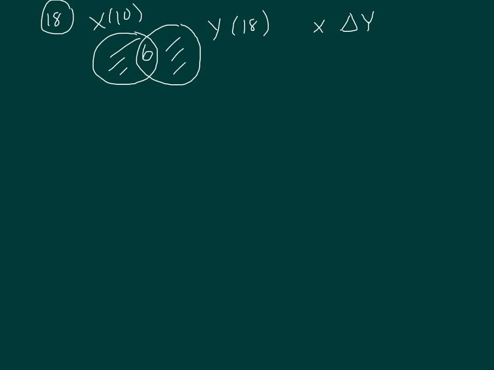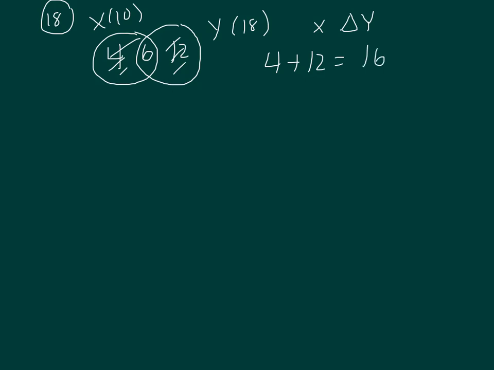Well, if set X has 10 integers and there's 6 in the middle, that means this has got to be a 4. And if set Y has 18 integers and there's 6 in the middle, that means this has got to be 12. So that area we're trying to find would be 4 plus 12, which is 16.